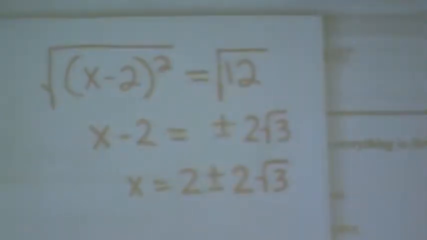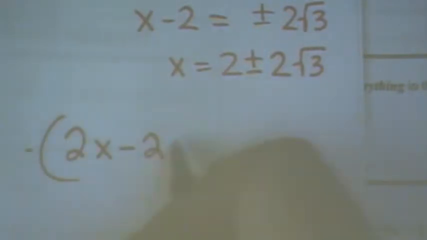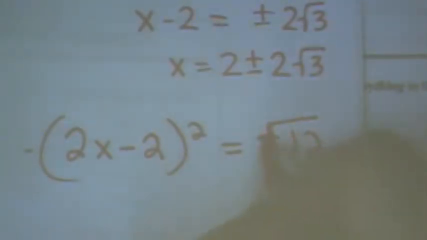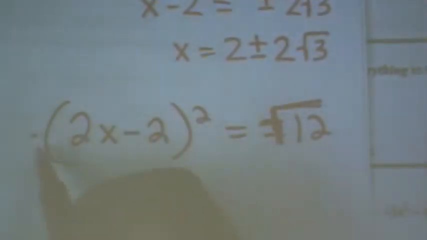Don't forget this. Now what if it said 2x minus 2, and I'm making this up, and then I have a square root of 12. This is a square root of 12. What would you do? No, that's just nothing. Okay, what would you do now? So you have, let me rewrite it, 2x minus 2 equals the square root of 12.